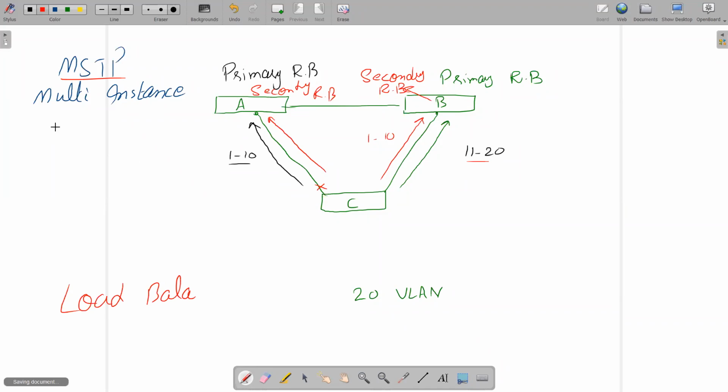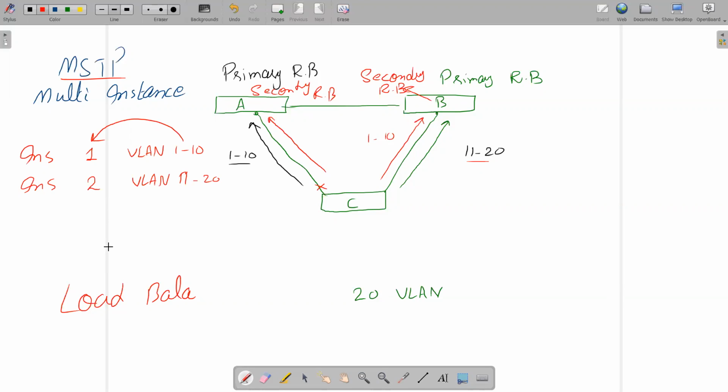So what we need to do in order to do that, we need to create instances. I will create the first instance, I will call it instance 1, and I will map VLANs from 1 to 10 with instance 1. And I will create another instance, instance 2, and I will map instance 2 with VLAN 11 to 20.